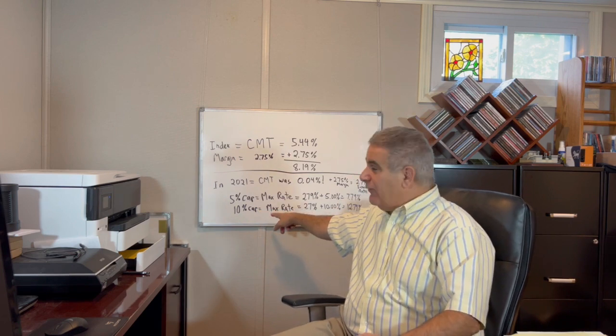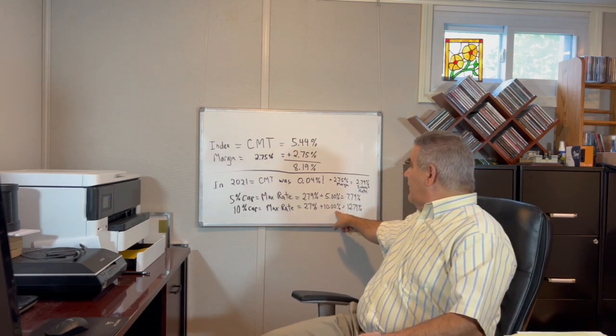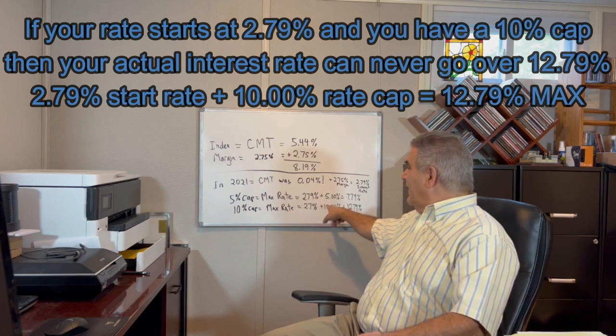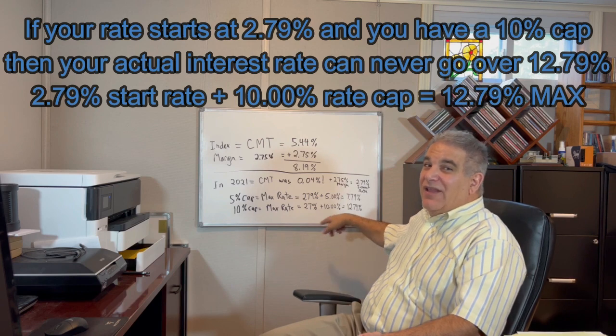If you took the 10% rate cap back in 2021, your interest rate starts at 2.79. You add the 10%, you can go all the way up to 12.79. So, huge difference. And how would you even know about these rate caps? You probably wouldn't know. You'd probably say, what's my rate? Oh, that's adjustable. Okay. But all these little things I tell you about make a huge difference in how your loan works and how your balance is going to go up over time.